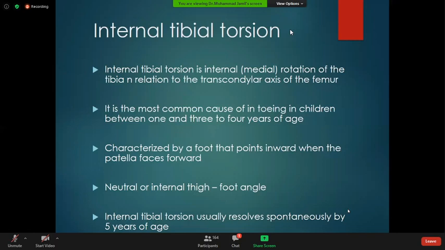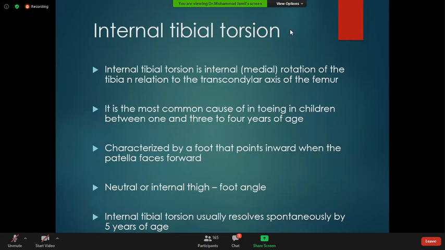The next is the internal tibial torsion. The internal tibial torsion is an internal rotation of the tibia in relation to the transcondylar axis of the femur. It's the most common cause of in-toeing in children between 1 and 3 years of age. Below 1 year of age, the cause is metatarsus adductus. After they come to 3 or 4 years of age, the internal tibial torsion is the cause.